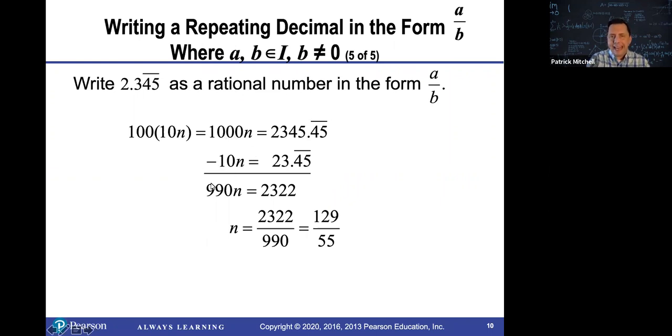1,000n minus 10n is 990n, and 2,345.45 repeating minus 23.45 repeating gives you 2,322. So when you divide both sides by 990 and then simplify, you get that this fraction is 129 over 55.